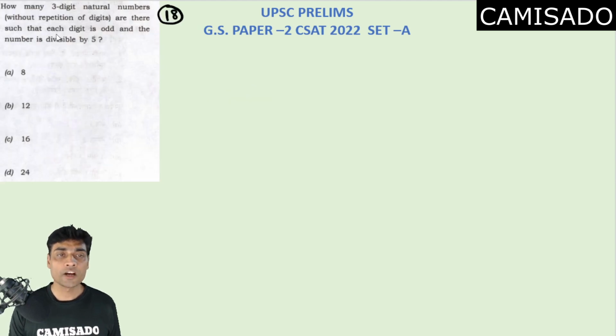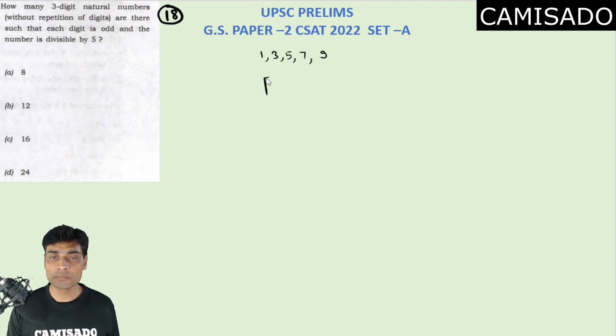Next, how many 3-digit natural numbers without repetition of digits are there such that each digit is odd and the number is divisible by 5? So each digit is odd. Basically, the odd digits are 1, 3, 5, 7, 9. We have to form a 3-digit number, and it should be divisible by 5. So here only 5 can come at the end. So one option is there.